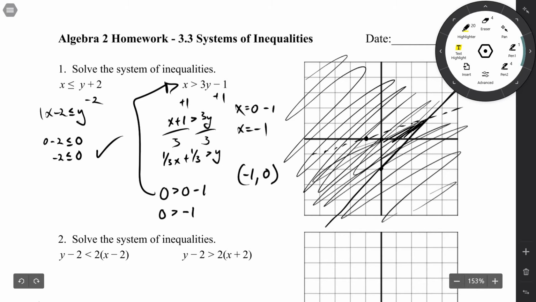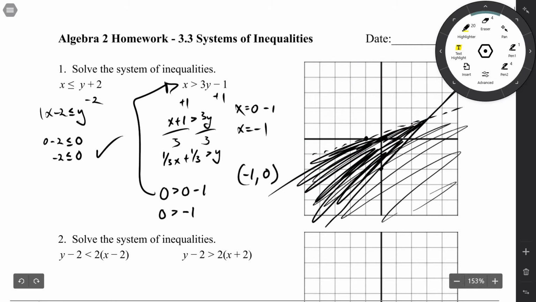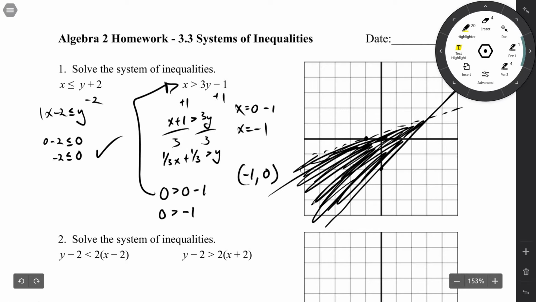So really what we're looking for is everything in this little cone, kind of shooting off. I'm going to erase these exterior marks just for a little bit of clarity. And that's all we would have there.